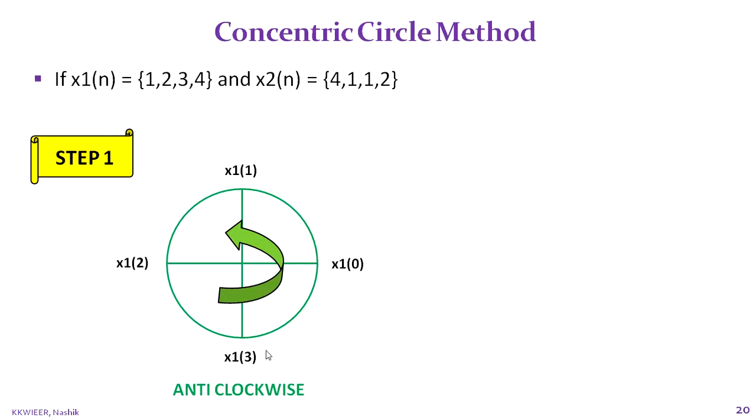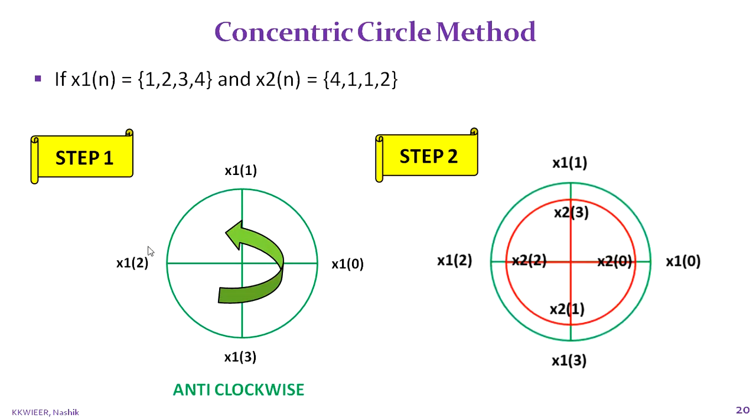In the second step, considering the second sequence, which is highlighted in red color, you have to put it in clockwise direction. So x2 of 0, x2 of 1, x2 of 2 and x2 of 3. So in the first case you have substituted the values in anti-clockwise fashion. In the second case, the second sequence, you have substituted the values in clockwise manner. Remember that these two 0 values, x1 of 0 and x2 of 0, should coincide on each other, so that should be on one point.